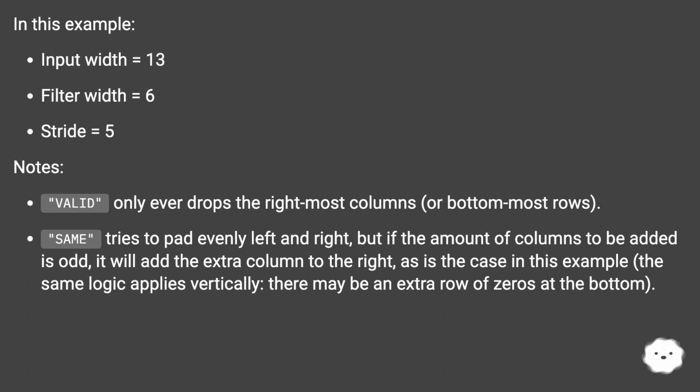Same tries to pad evenly left and right, but if the amount of columns to be added is odd, it will add the extra column to the right. As is the case in this example, the same logic applies vertically. There may be an extra row of zeros at the bottom.